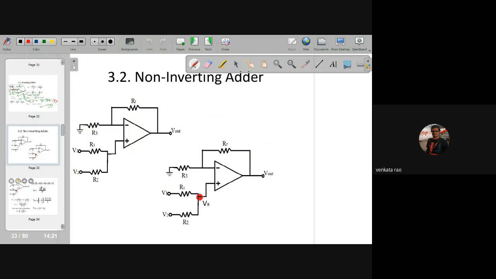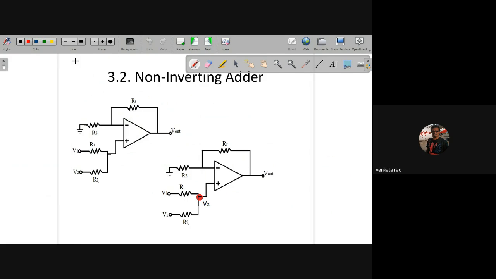Next one is the non-inverting adder. See this non-inverting adder here.